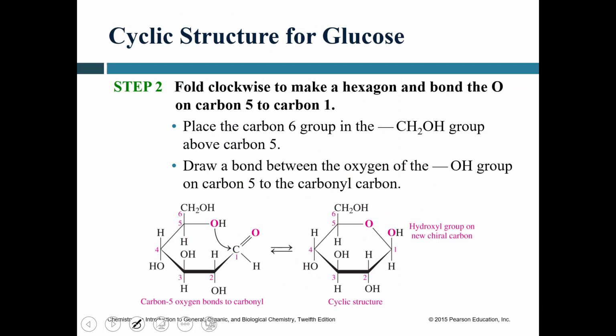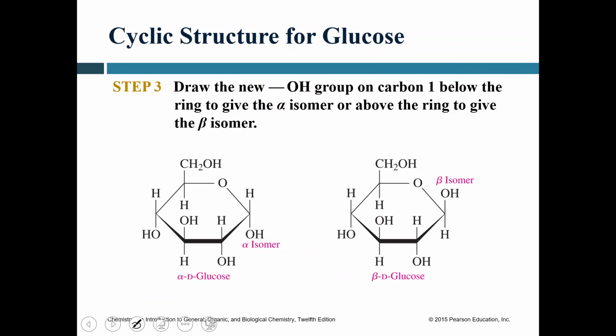Then we fold the molecule clockwise to make a hexagon, and then we bond the oxygen on carbon 5 to carbon 1. And then we need to draw a bond between the oxygen of the OH group on carbon 5 to the carbonyl carbon here. And then we need to draw the new OH group on carbon 1 below the ring to produce the alpha isomer, or above the ring to generate the beta isomer.